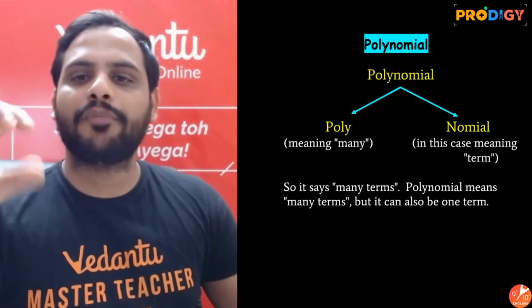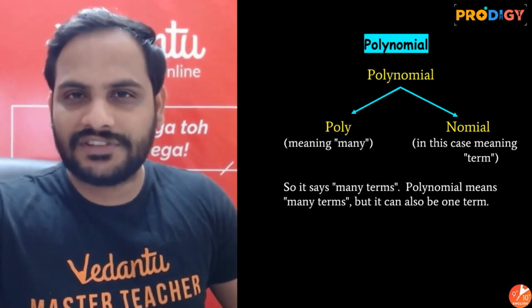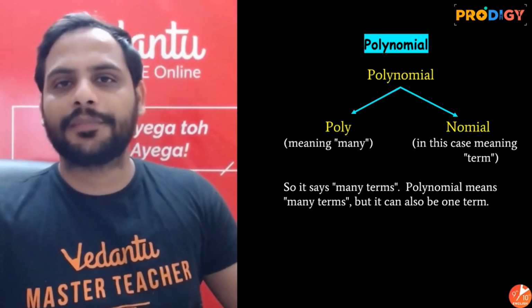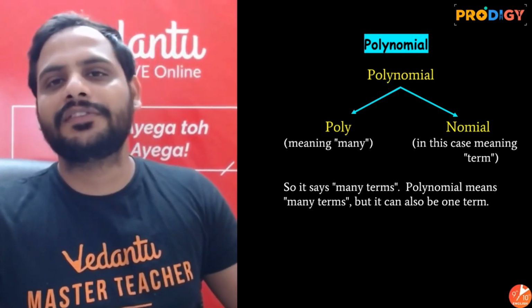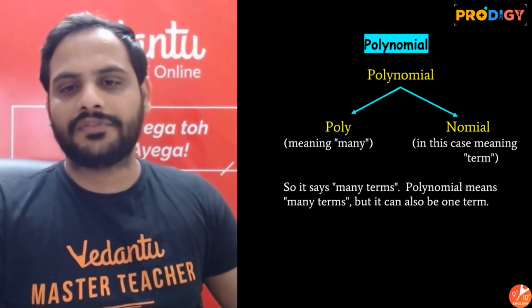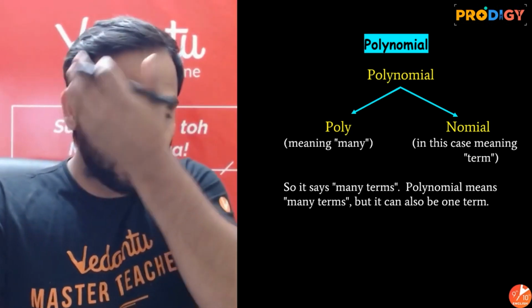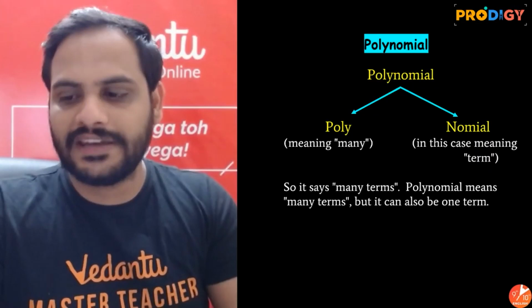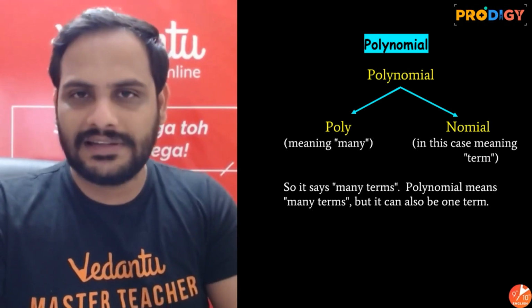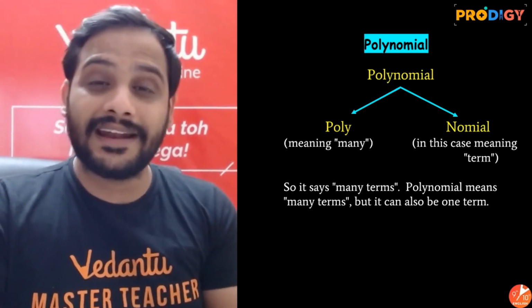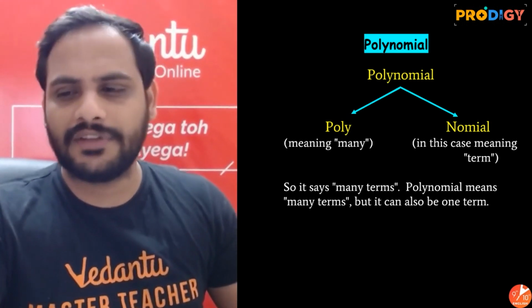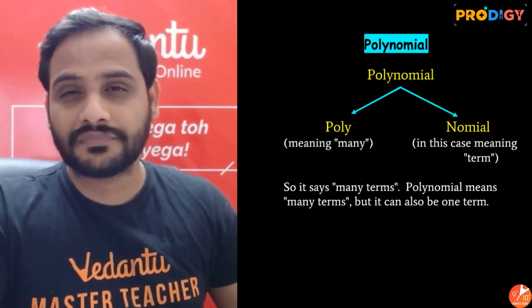So the first thing is polynomial. What is the meaning of this chapter? Polynomial is a mixture of two words, poly and nomial. Poly means many, nomial means terms. So there will be many terms, as simple as that. Polynomial means many terms, but it can also be one term. Many does not mean many terms every time. It can be one term also. So you can understand a polynomial as an algebraic expression with one or more terms, but there are some more conditions as well. The first thing we got to know is that there should be one or more terms.